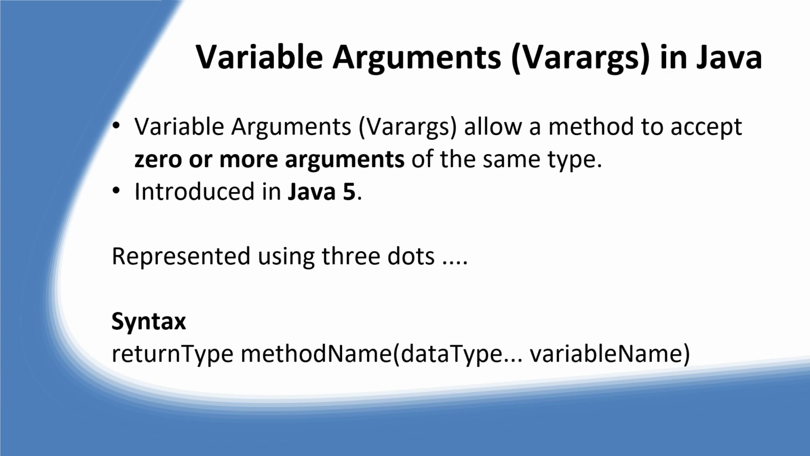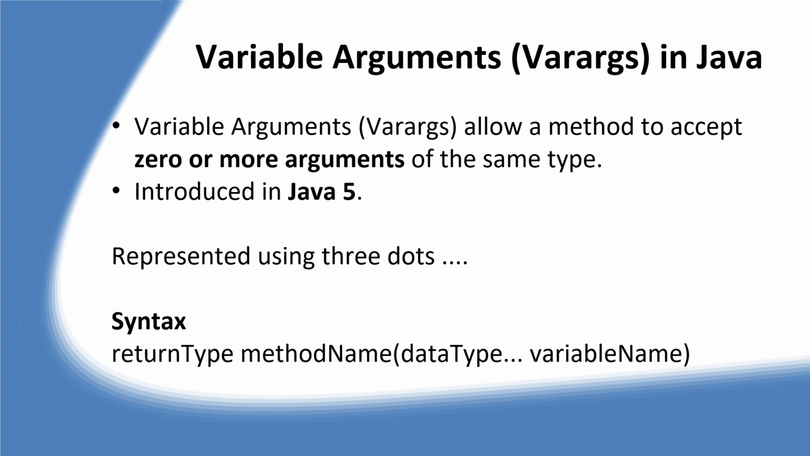So let's get started. What are variable arguments? Normally methods require a fixed number of parameters, but sometimes we don't know how many values will be passed. So Java solves this problem using variable arguments, or Varargs. A Varargs parameter allows a method to receive any number of arguments of the same data type.